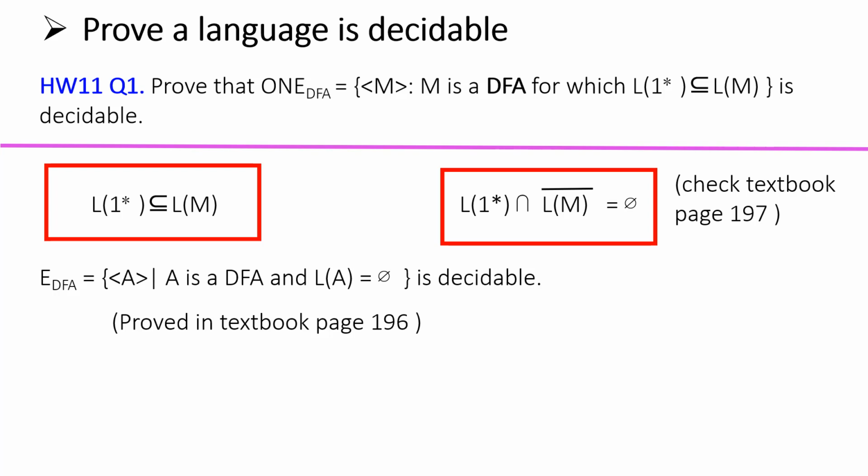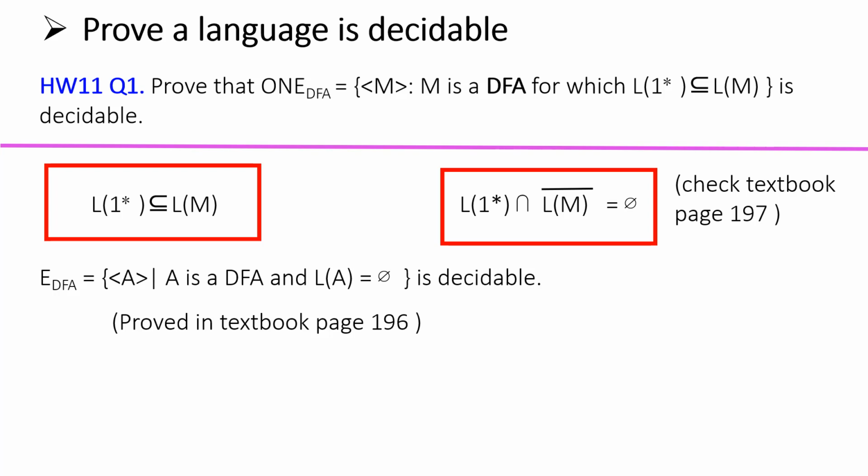Now let's analyze the homework problems. In homework 11, question 1 asks you to prove the language 1DFA is decidable. To do so, you need to construct a Turing machine that decides it. Here are some hints to help you construct this machine. Given the machine M, you need to check whether the language defined by it contains another language as a subset.